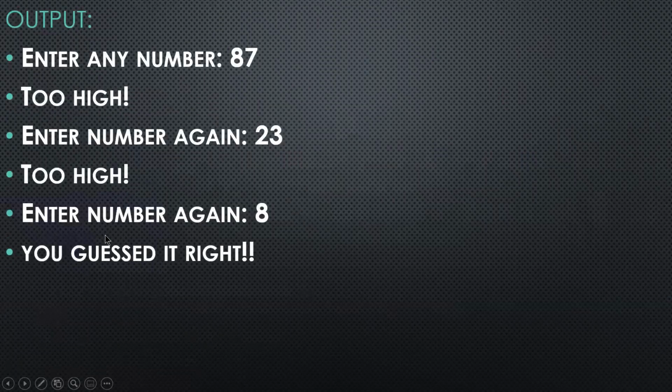So here we gave a range of 1 to 10 and asked it to select. We will enter the first number as 87. It will show too high because it's not in our range. Now the number is 23. It is also not in range, so it will show too high. The number I entered next was 8. So 8 was the randomly selected number by the PC also, so it gave me the output, you guessed it right.